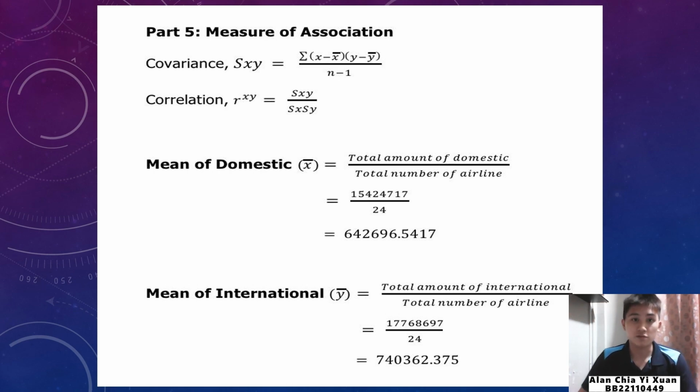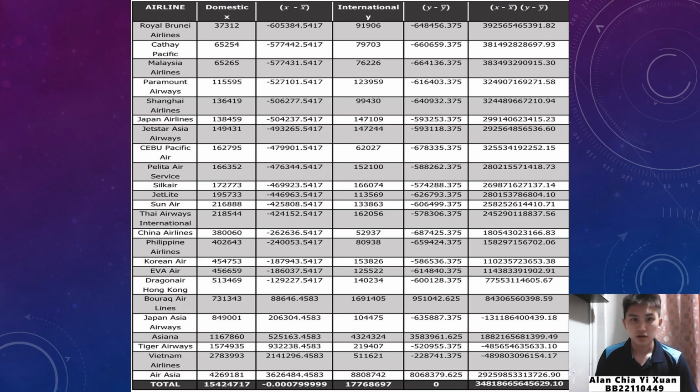Firstly, find the mean of domestic and international. The formula for the mean of domestic is the total amount of domestic divided by the total number of airlines. The answer is 642696.5417. The formula for the mean of international is the same as domestic. The answer is 740362.375. In this table, we can get all the data of the 24 airlines.